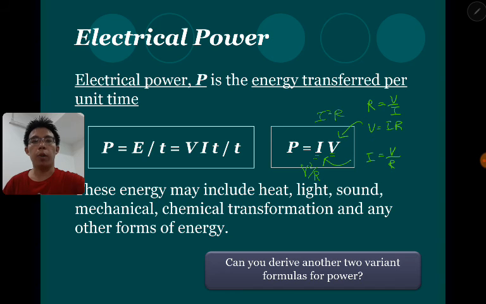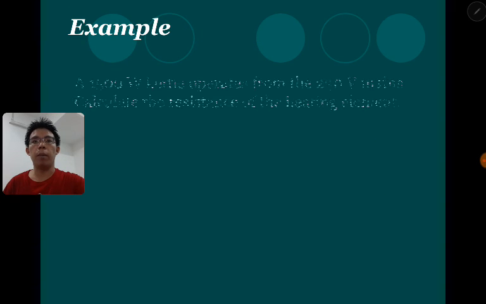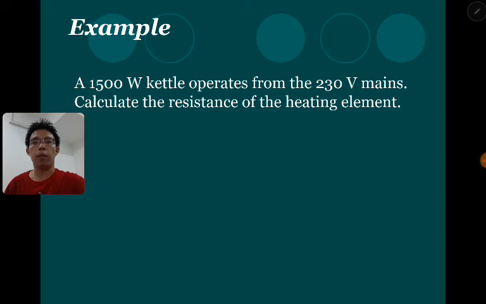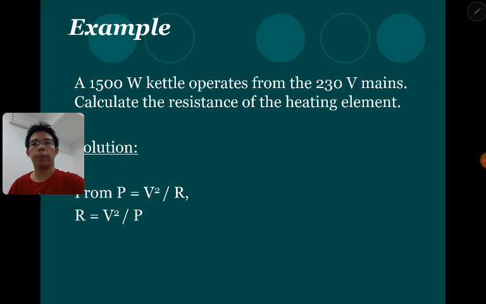Let's move on to an example question. We have a 1500 watt kettle, operating from 230 volts of the mains. Mains means the voltage that is supplied to your house. Calculate the resistance of the heating element. We have P equals V squared over R, more convenient because we don't need the current, and therefore R equals V squared over P. 230 squared divided by 1500 gives 35.3 ohm.